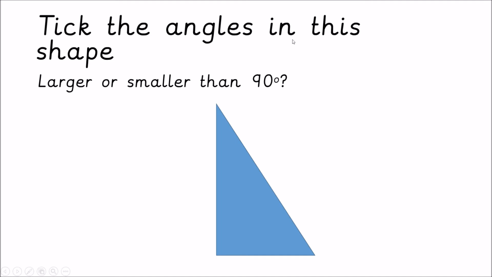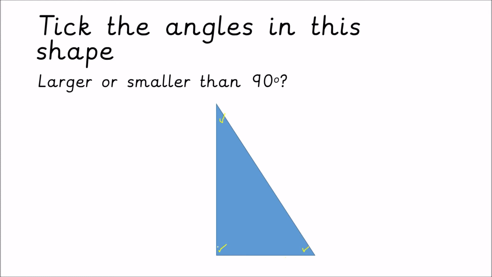Now this says angles in the shape. There are, as we discussed last time, angles on the outside of the shape as well. However, for the purposes of this lesson, we are focusing on the internal angles, the angles on the inside. So an angle is where two lines intersect, where they meet. So there's one there, and there's one there as well, three angles in total.